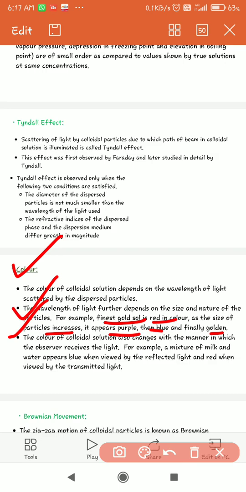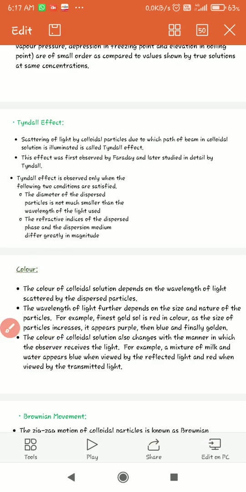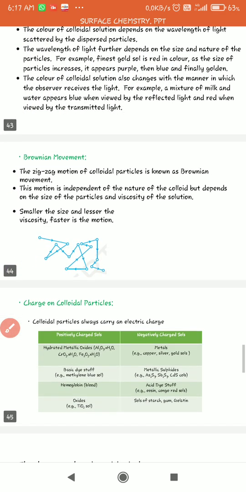Next thing is the color of colloidal solution also changes with the manner in which the observer receives the light. For example, a mixture of milk and water appears blue when viewed by the reflected light, and red when viewed by the transmitted light. So this is what is said about the coloring nature.